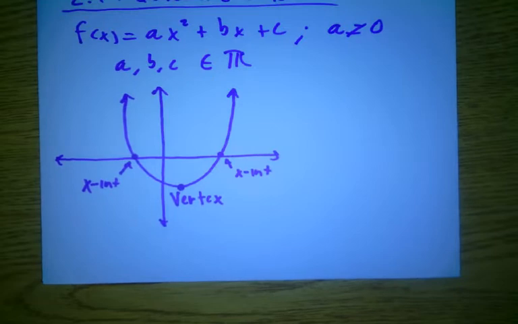Y equals x squared has got what type of symmetry? Asymmetrical? No, it is symmetrical. It's an even function because it's symmetric with respect to what? The y-axis, right? Now, is this function that I currently have here even? No, it's not, because it doesn't have symmetry with respect to the y-axis.